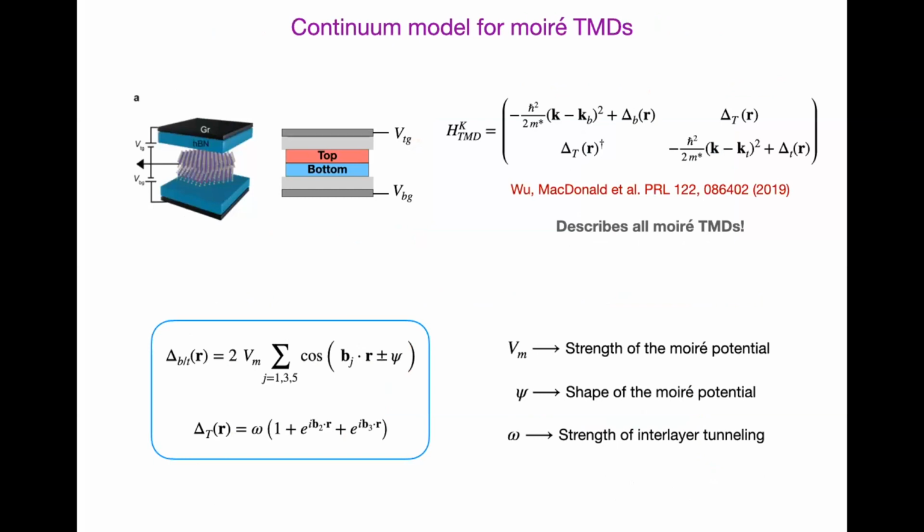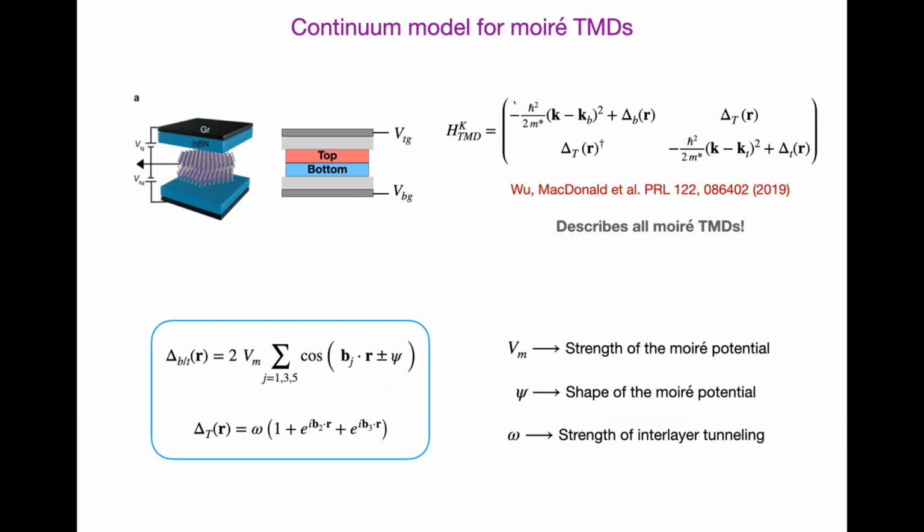For those of you that are more familiar with the Bistritzer-MacDonald model, this is like the BM model for TMDs. It's supposed to describe all TMDs, but in this talk, I'll focus on homobilayers, and I will focus on the K-valley projected Hamiltonian. There is an additional time reversal partner for the K-prime valley.